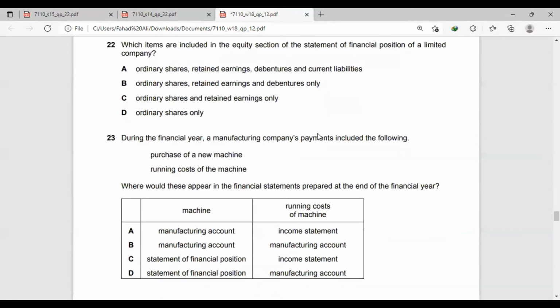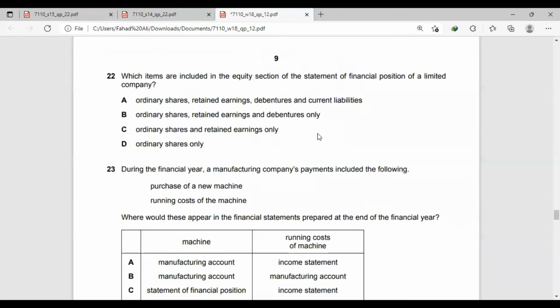Next, 22. Which items are included in the equity section of the statement of financial position of a limited company? You have not done this, but I'll tell you. Which items are included in the balance sheet? That is the statement of financial position. Ordinary shares are included, retained earnings are included, but not debentures, not current liabilities. Ordinary shares and retained earnings only. So I think C is the correct option because these two items come in the equity section.